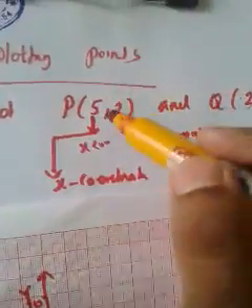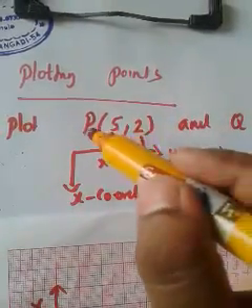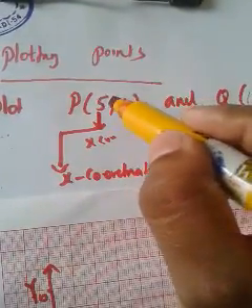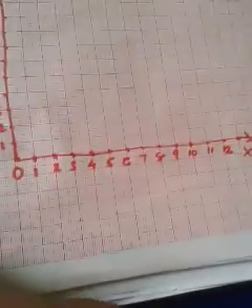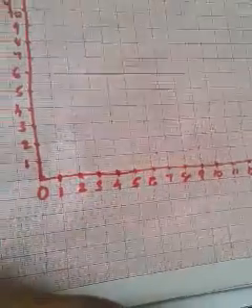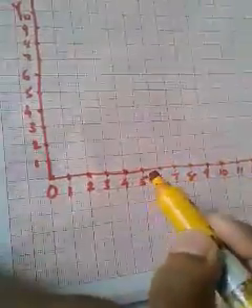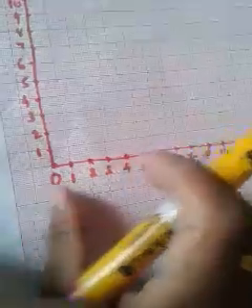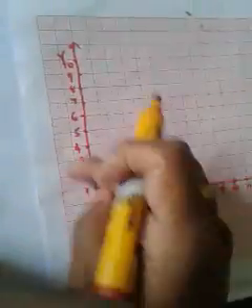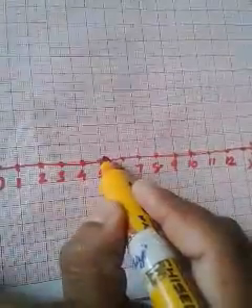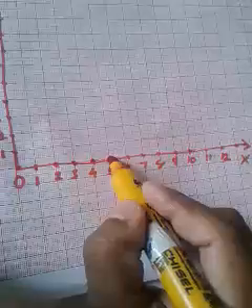Let me come to how we can draw P 5 comma 2, or how we can plot this point. It is very simple. Which is your x coordinate? 5. So you have to choose 5 from the x axis. Take your scale and choose 5. This is your x axis and this is your y axis. Since the x coordinate is 5, you have to choose that 5 from the x axis, not from the y axis. So this is that point.